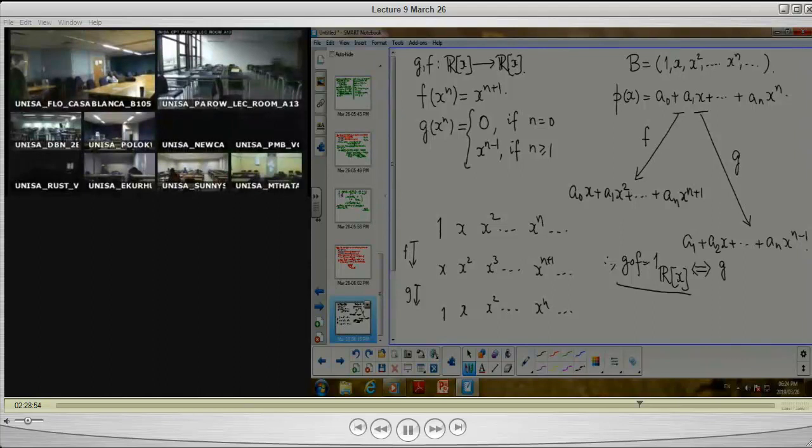But G is definitely not bijective because 1 is in the kernel of G. So the kernel of G is not trivial, so G cannot be injective. And F is not surjective because again 1 doesn't belong to the image of F. So F is not surjective. Okay?